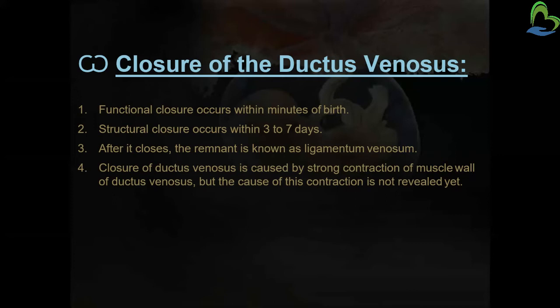The closure of the ductus venosus is caused by strong contraction of the muscle wall of the ductus venosus, but the cause of this contraction is not yet revealed. So why is the ductus venosus closed? Due to the contraction of the muscle wall. Okay, so this is the closure of the ductus venosus.